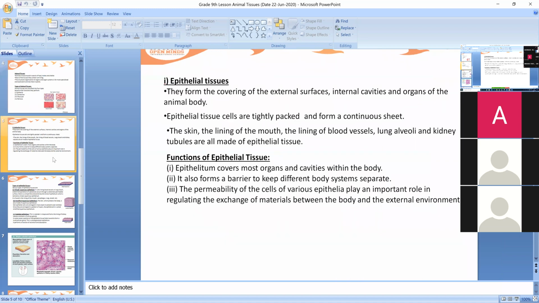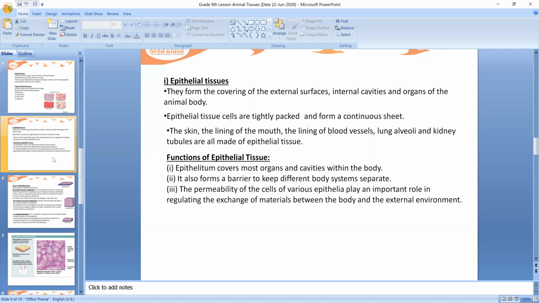Now coming to the first one, epithelial tissue. They form the covering of the external surfaces and the internal cavities and organs. Where is the epithelial tissue present? Can anyone tell me? Where is the epithelial tissue present?